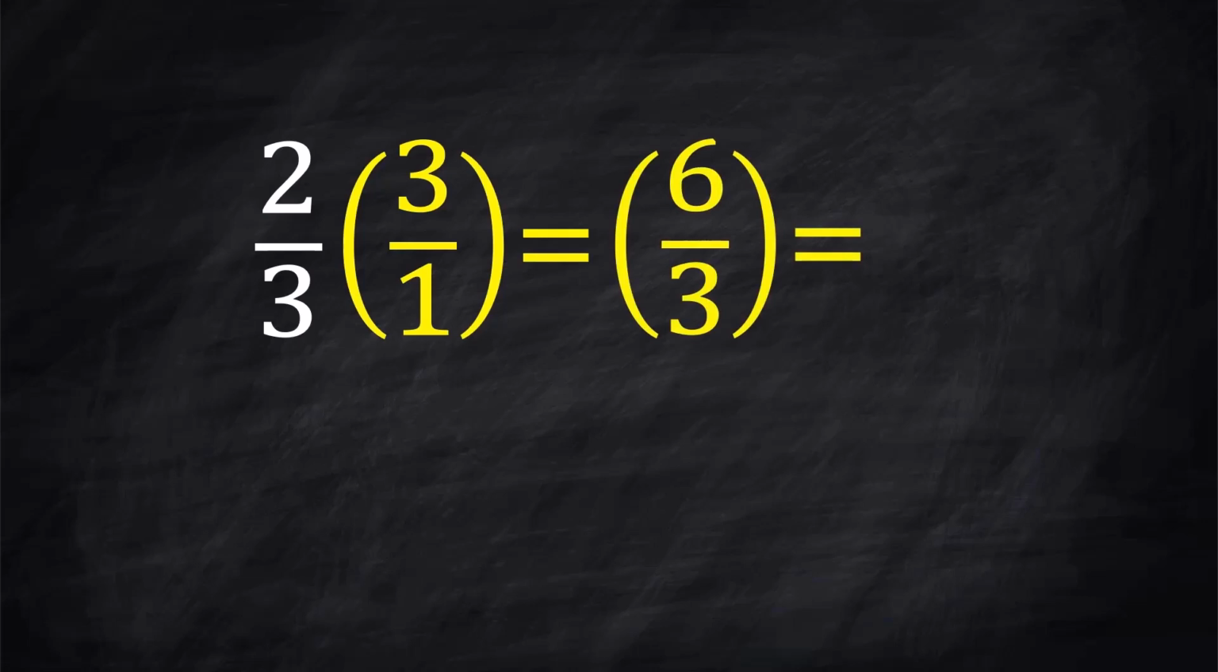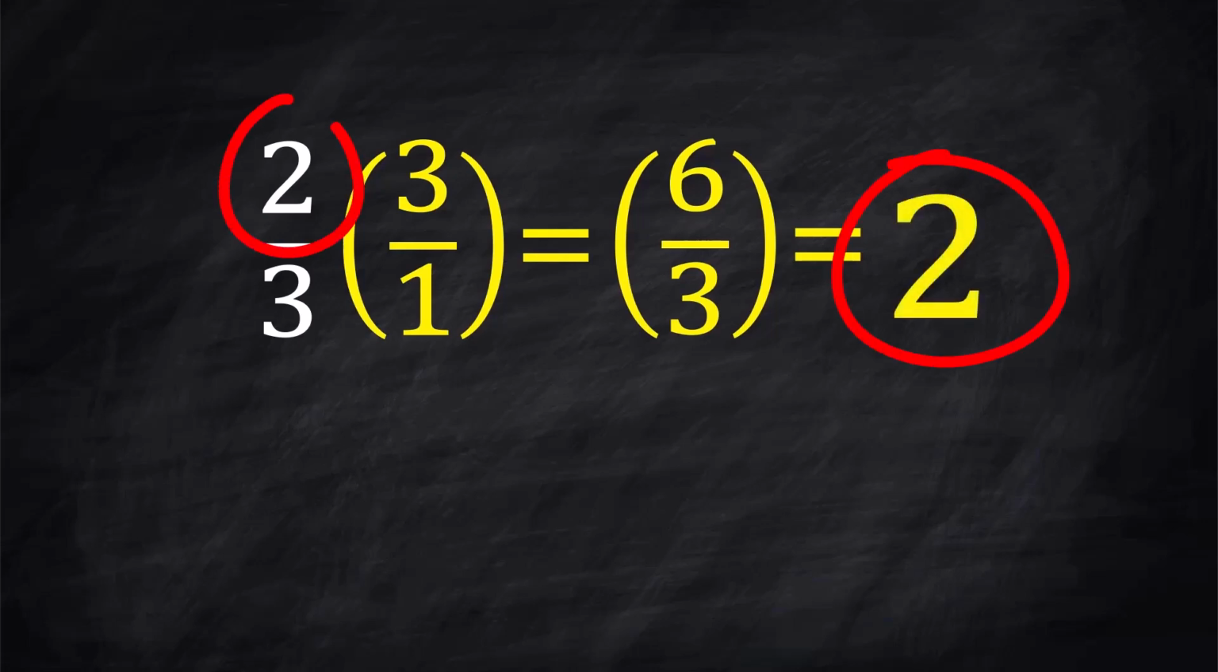Then we multiply the numerators. 2 times 3 is 6, and 3 times 1 is 3. 6 over 3 is the same thing as 6 divided by 3, and that equals 2. Well, what's the 2? Hey, the 2 is the numerator. It's going to happen like this every single time.